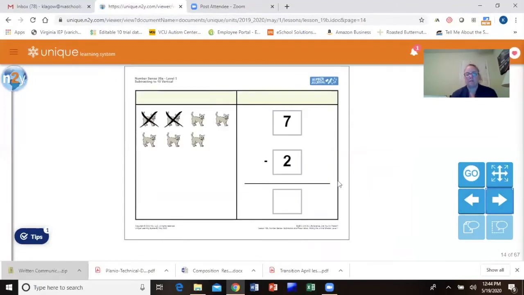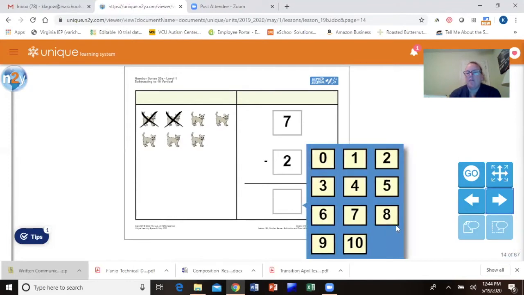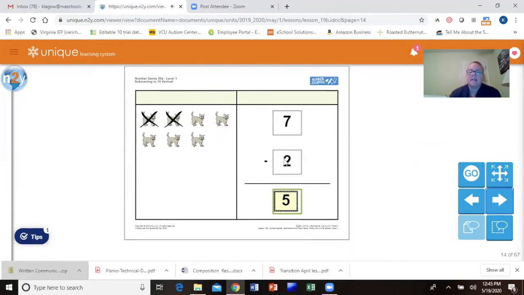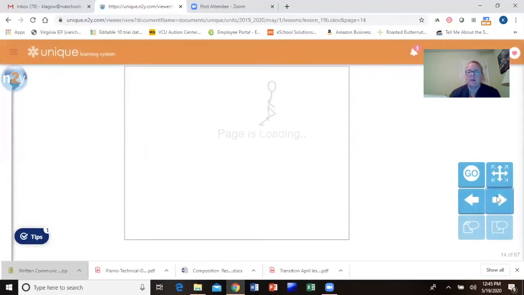All right, here we go. We have 7 cats. 1, 2, 3, 4, 5, 6, 7. And we take away 2. There's the X's. 1, 2. How many do we have left? Let's count. 1, 2, 3, 4, 5. Who can find the number 5? Point to it. If you pointed here, you are correct. 7 cats take away 2 equals 5. All right, let's move on.